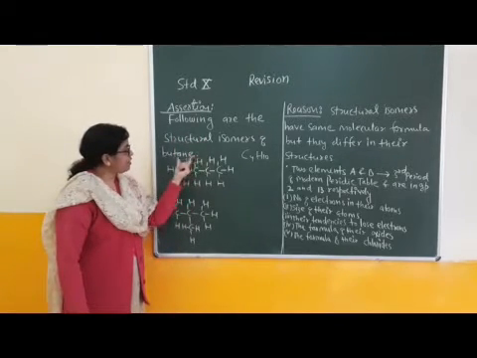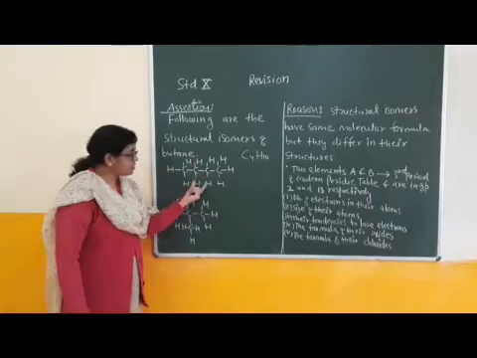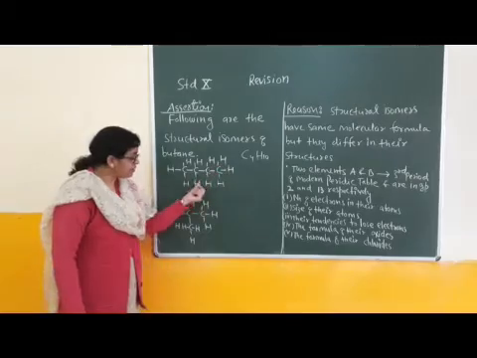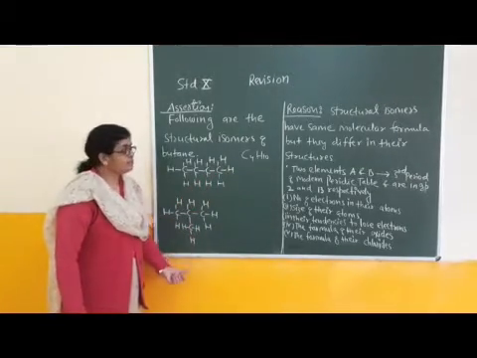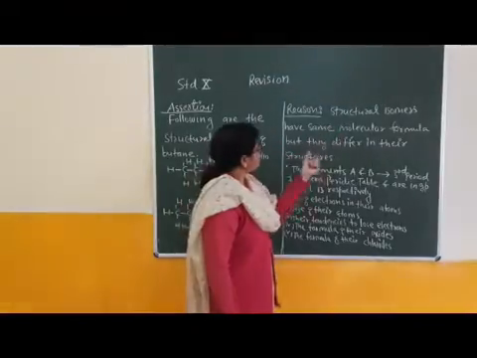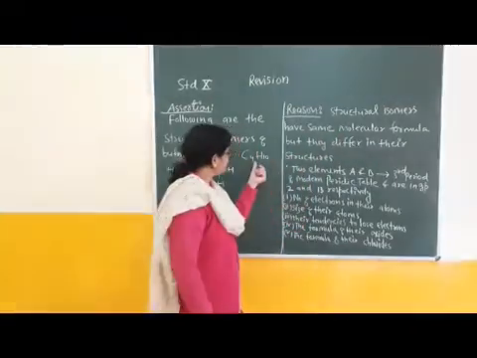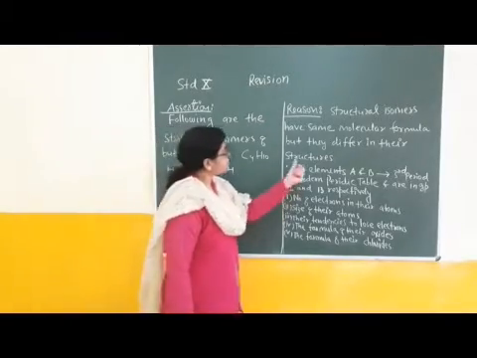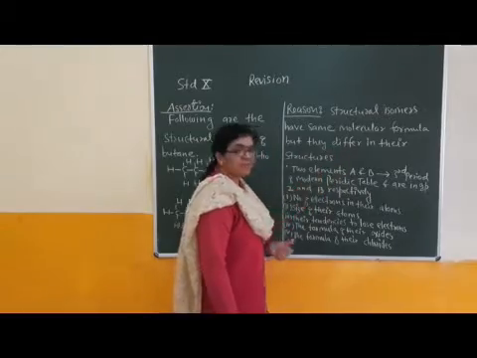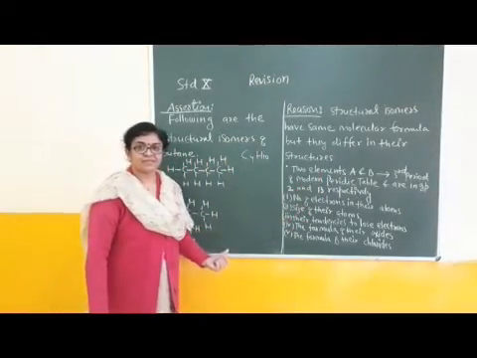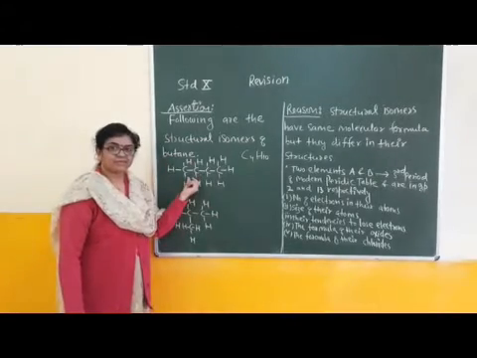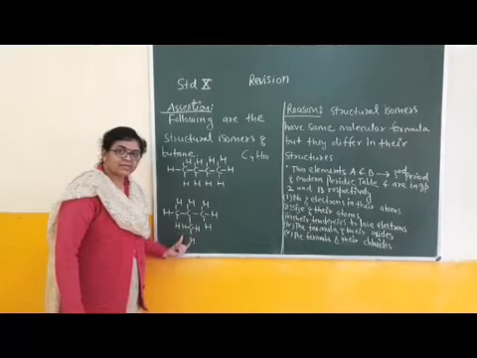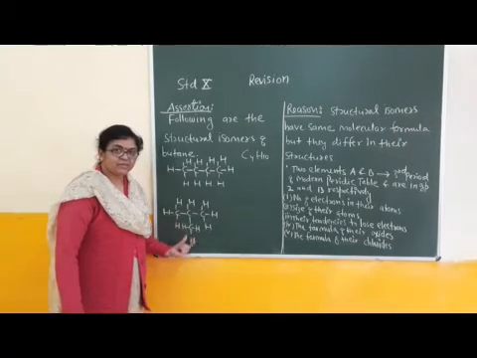Following are the structural isomers of butane. Structural isomers. Isomers means same molecular formula but different structural arrangements. Reason: structural isomers have the same molecular formula. Here the molecular formula is the same for each structure, but they differ in their structures. This is an unbranched structure and this is a branched structure due to the presence of the CH3 group as a side branch or side chain.